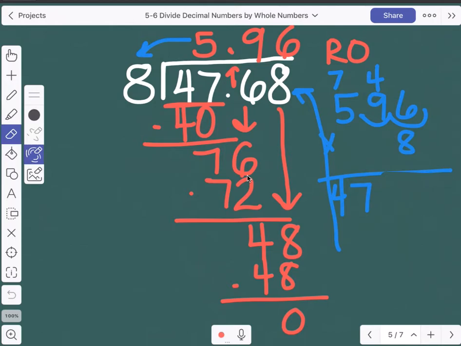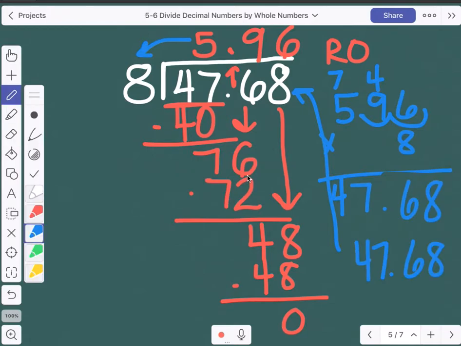Okay. So if I added that, that would have been, excuse me. So my answer is 47 and 68 hundredths. And remember, that product has to match my initial dividend, which it does in this case. Okay, so let's move on and see what we've got next.